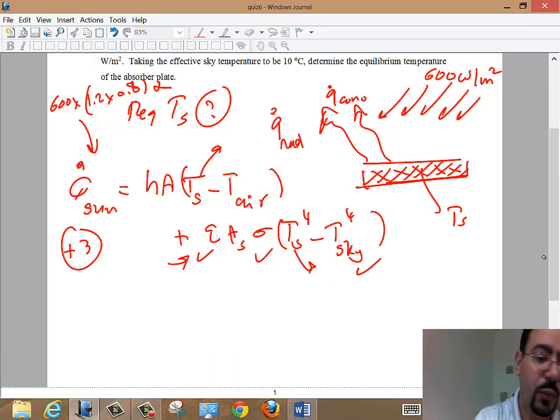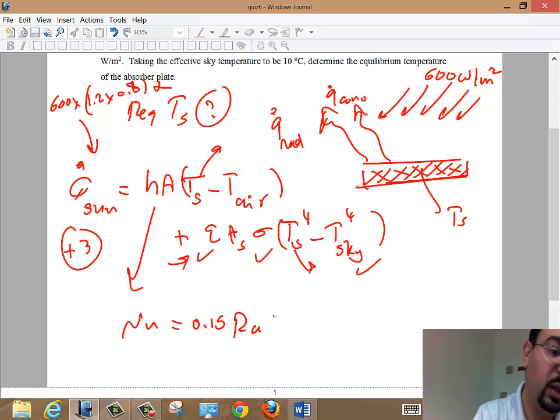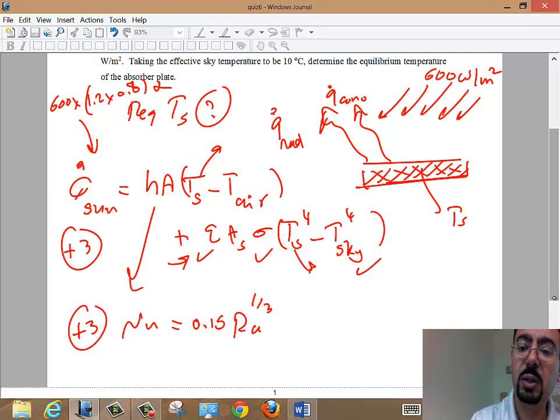All right, so let's go for, obviously, the Q convection. That's what's missing, or the H. That's what's really missing, the H. So this is H for natural convection. I bet the H will be part of the Nusselt number, and Nusselt number will be a function of Rayleigh number, right? For natural convection on a horizontal plate, the Nusselt number is 0.15 Rayleigh number to the power 1/3, and this equation is worth 3 points. So that's 6 out of 10 just writing those two lines.